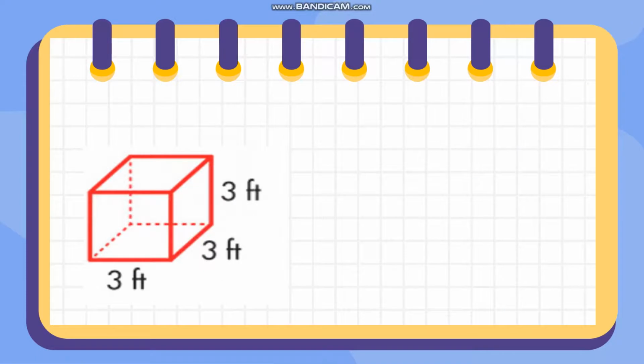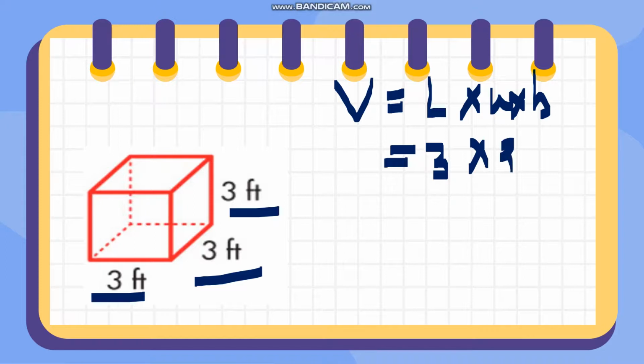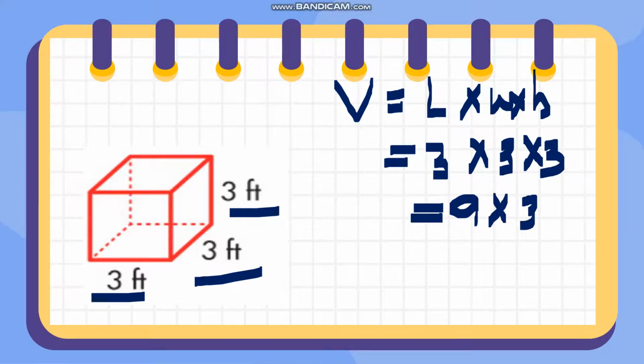Another example. So I have 3 times 3 times 3. This is the length by width by height. So find the volume. The length is 3 multiplied by 3 and multiplied by 3. If I'm going to multiply first, 3 multiplied by 3 is 9. Then multiply again by 3.